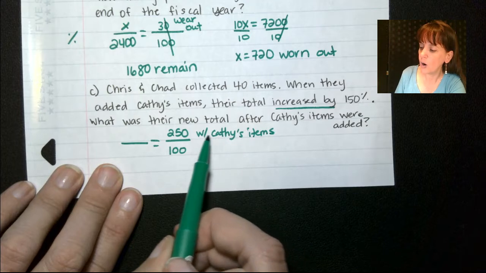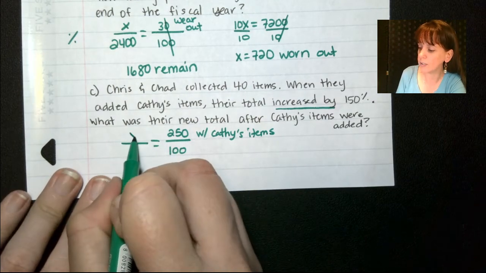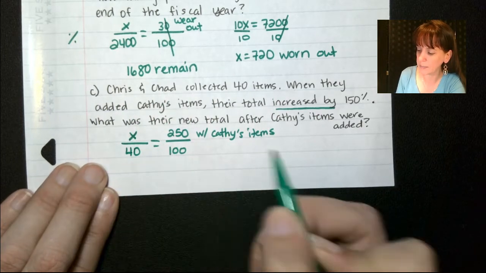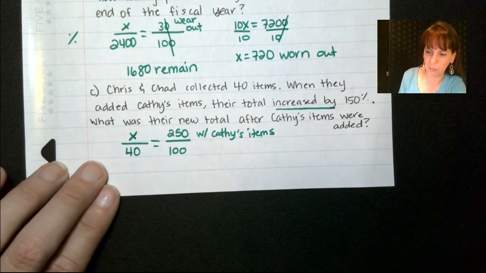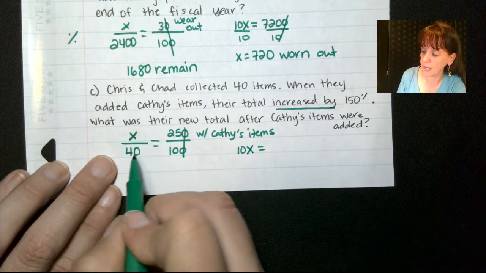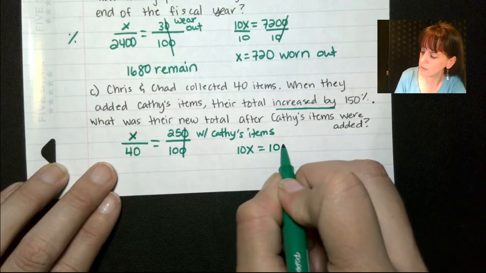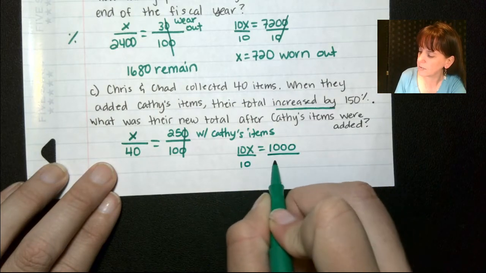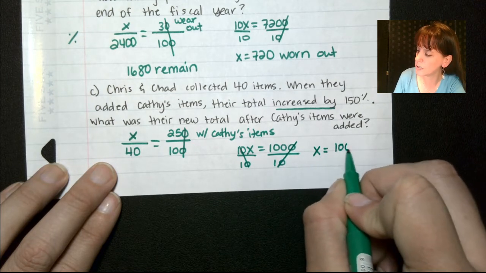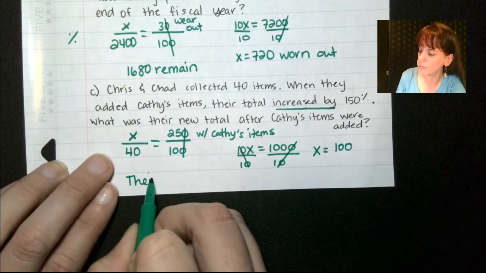So do we know what the total is with Kathy's items? Not the percent total, but the actual items total. No, we do not. So that's an X. But what we do know is Chris and Chad, before adding Kathy's, had 40. And so that was it before. So if we lop off our zeros, we get 10x equals, cross multiply, 40 times 25, which was 1,000. I don't know why I just did that. Second guess myself. Divide by 10, divide by 10. Lop off my zeros, I get x equals 100.